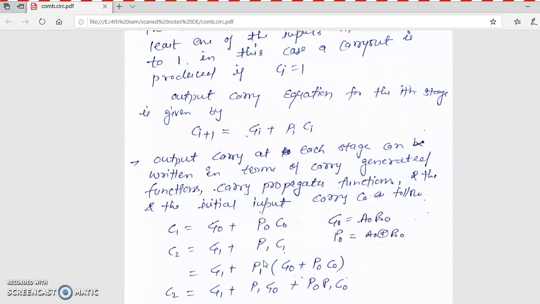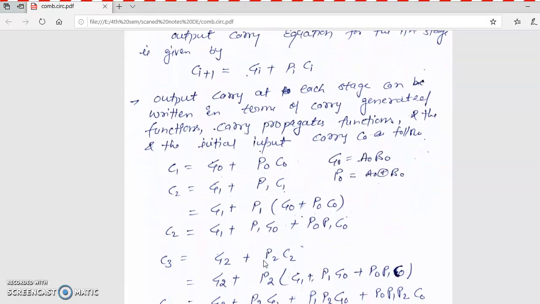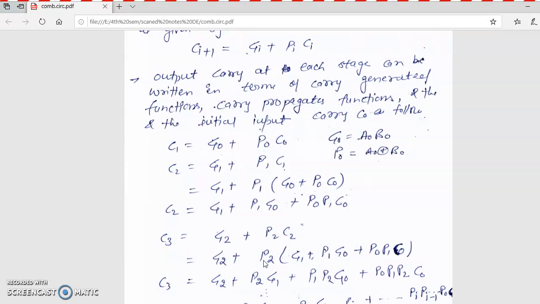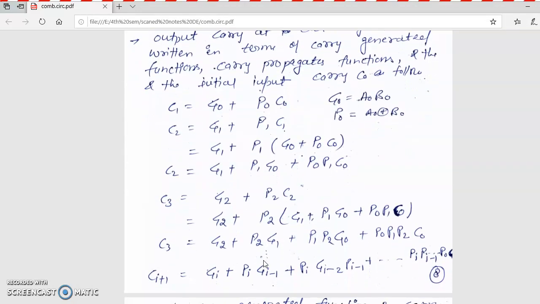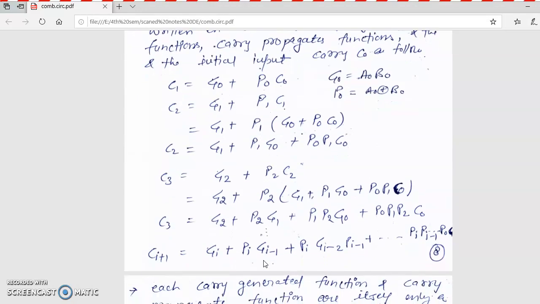Okay, the output carry at each stage can be written in terms of the carry generate function G0, P0, C0. What is G0? That is A0 B0. And what is P0? P0 is A0 plus B0, or the XORing. Clear? C2 is G1 plus P1 C1, so write here the values of G1 and P1. Next one, C3 is G2 plus P2 C2. Ci plus 1 is written as, in generalized form, Gi plus Pi Gi minus 1 plus Pi Pi minus 1 Gi minus 2, and so on.